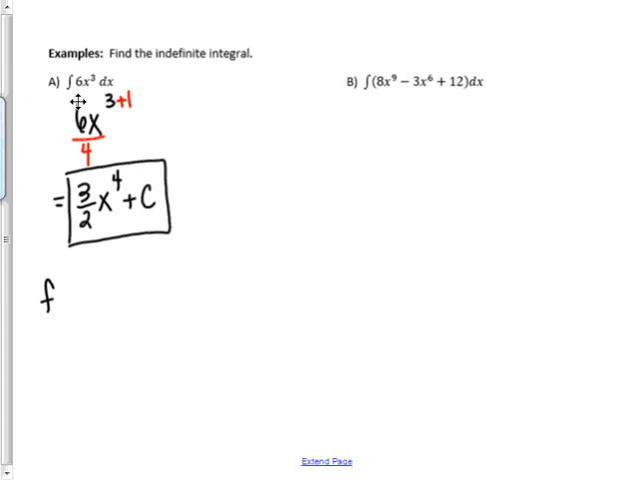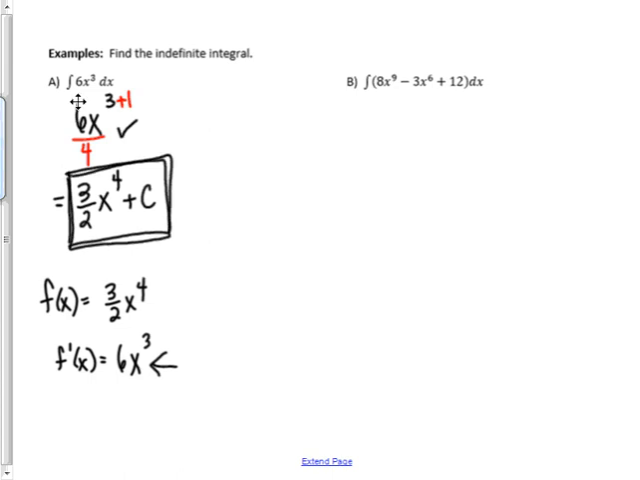Now, if you wanted to check your answer, take the derivative of 3/2 x to the 4th, and you should get right back to your original problem. When I do 4 times 3/2, I do get my 6, and then I drop the exponent by 1. So I know that I did it right, because that's what it is up there. So that's the basic power rule.